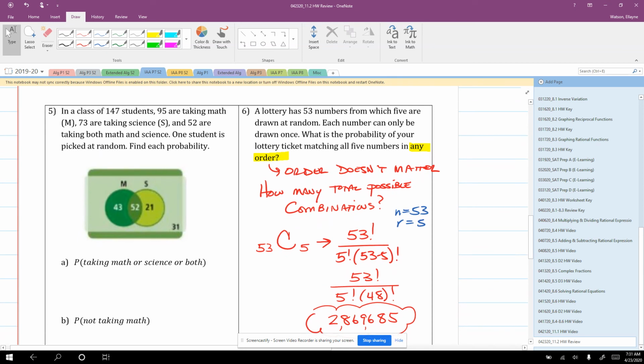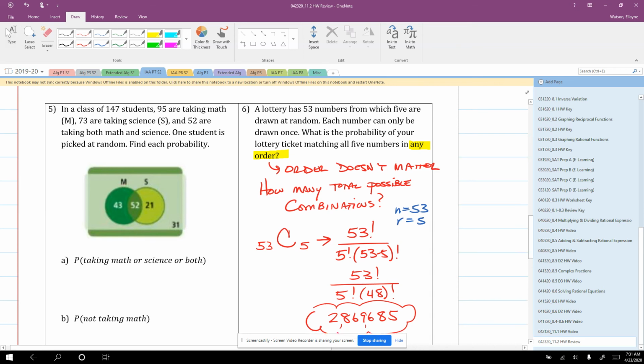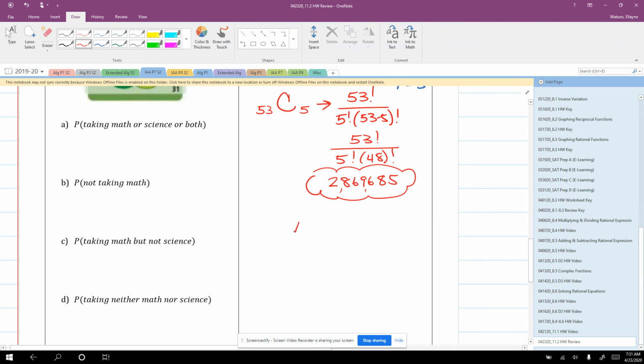Well, if there are that many possible combinations, and you have one out of it, the answer here is going to be 1 over 2,869,685. It can only happen that one time. If you turn this into a percentage, I can't remember which one I put in the answer key. It's going to be 0.00004 zeros, 3485%. And it's probably what I put in the answer key if I kept it in percentages.